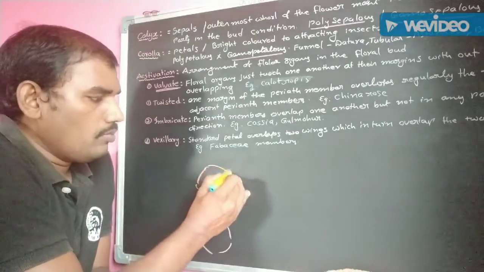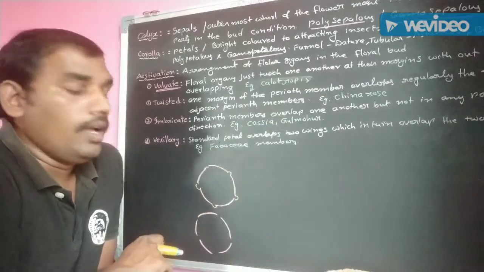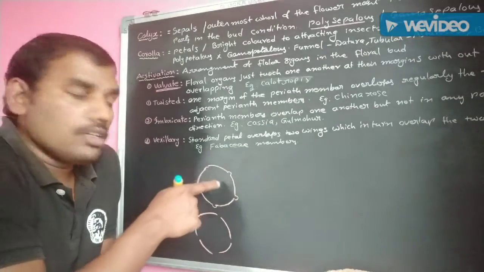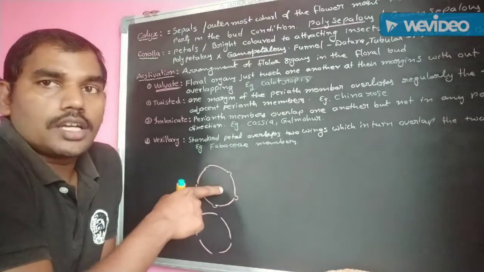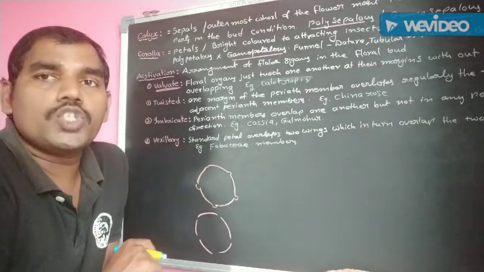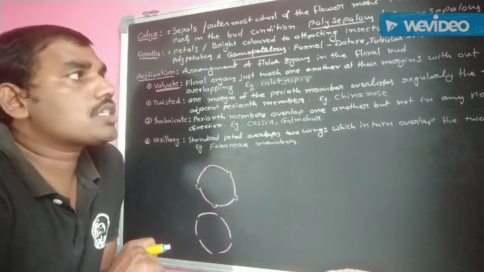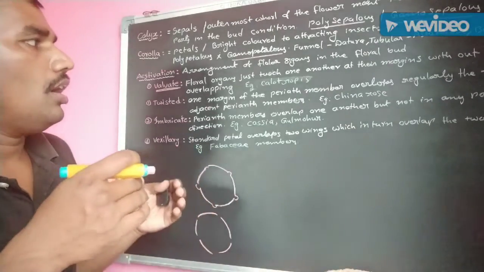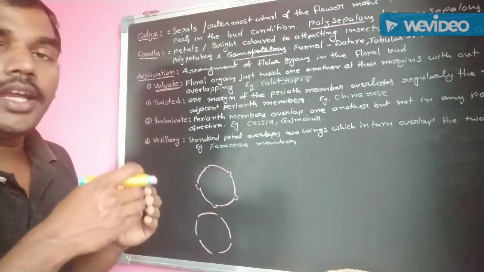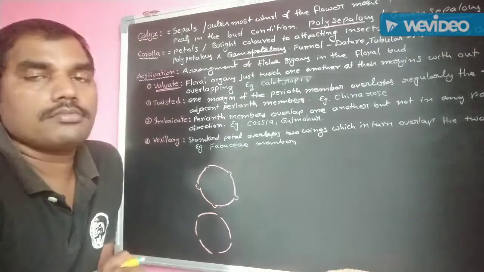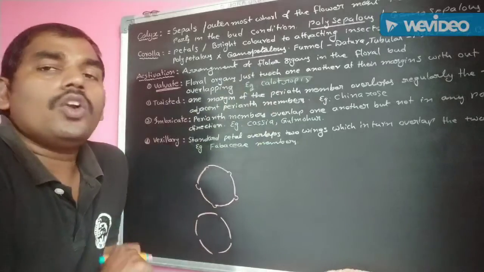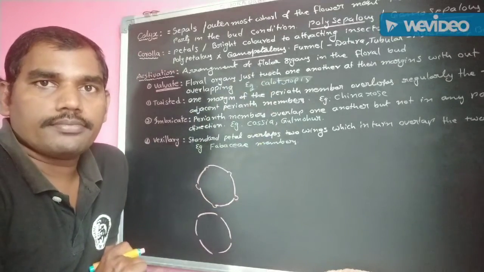Okay, poly or gamo. But these petals, either calyx or corolla, are not overlapping each other. Just touch one another at their margins. Example, Calotropis gigantea.